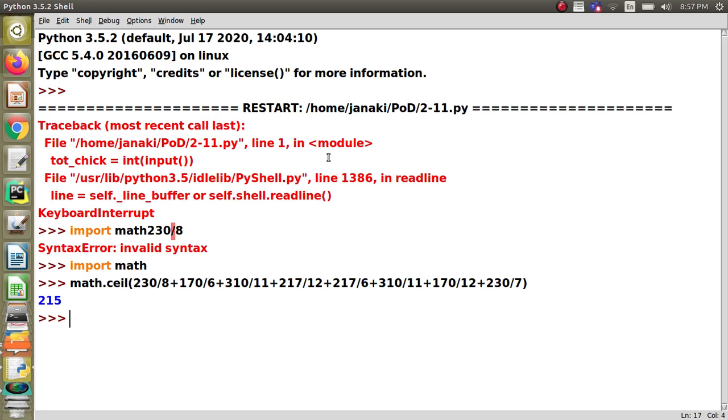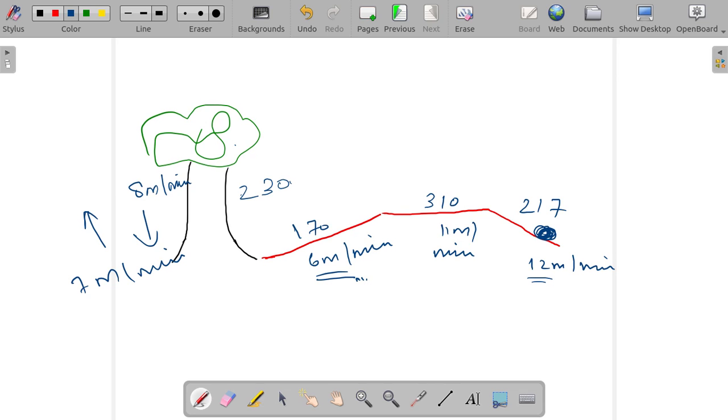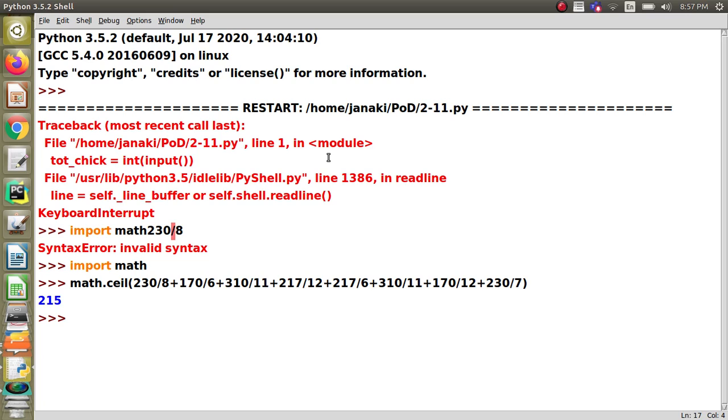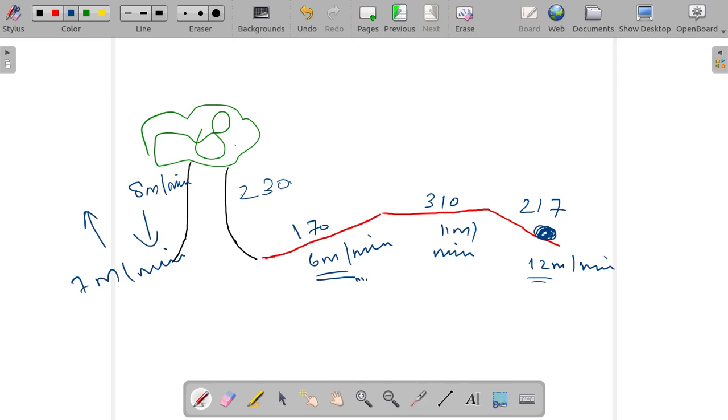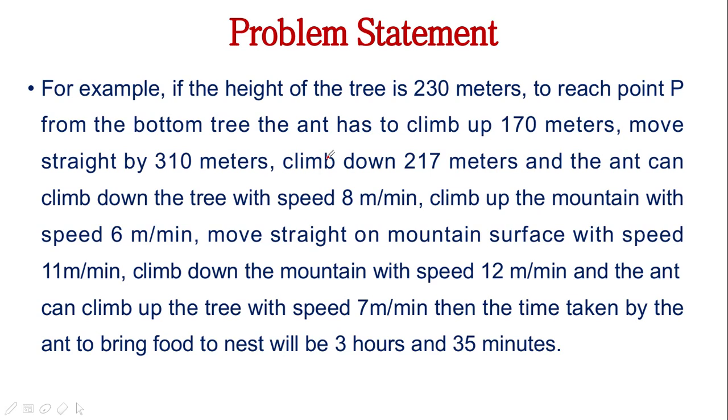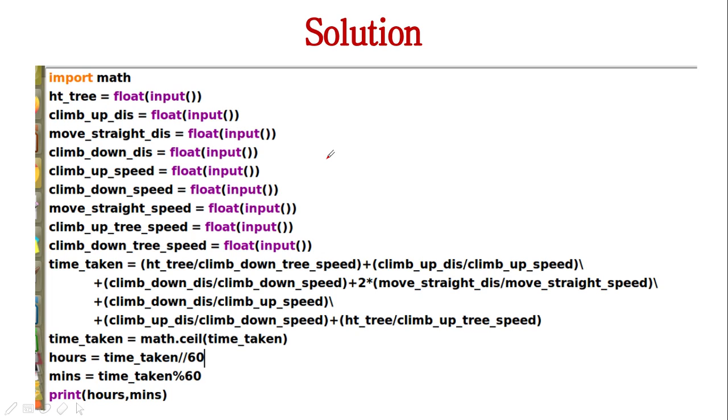So when we calculate and round it off, it is going to be 215, and you have been asked to print the values in hours and minutes. So this is actually minutes. To know how many hours, do an integer division by 60, and you will know 3 hours. To know the number of minutes, take the remainder when you divide by 60, and you will get 35. So that is the answer given in the problem: 3 hours 35 minutes.